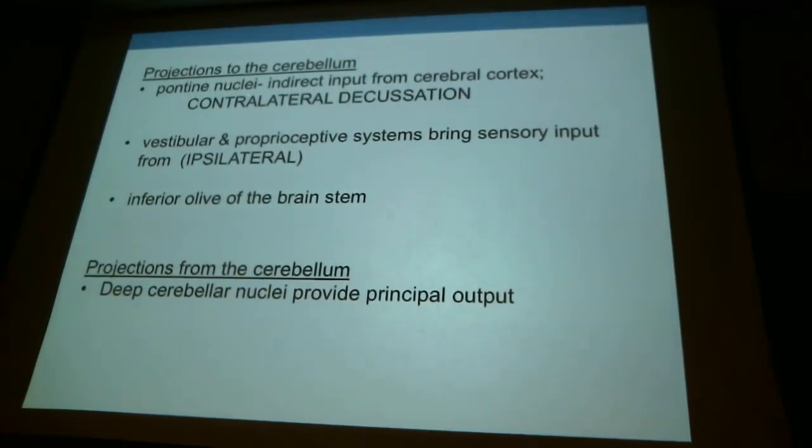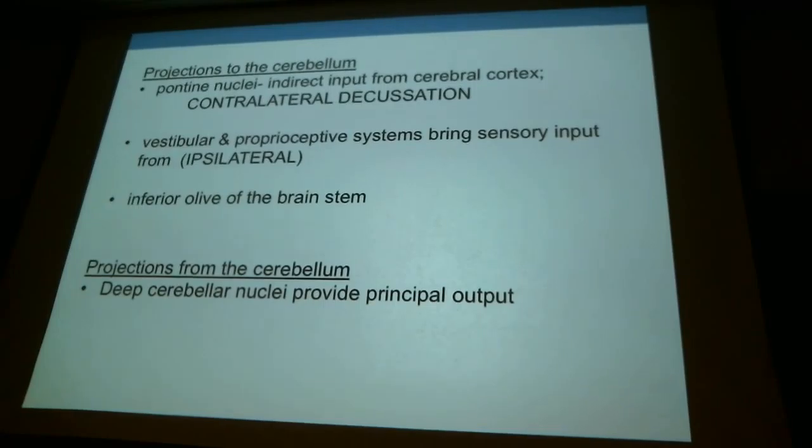So remember, those are the pons, the nuclei in the pons. And those provide an indirect input from cerebral cortex. So there's a relay from cerebral cortex. But importantly, this is a contralateral decussation. Okay, so the pontine nuclei cross over and project to the opposite hemisphere of the cerebellum.